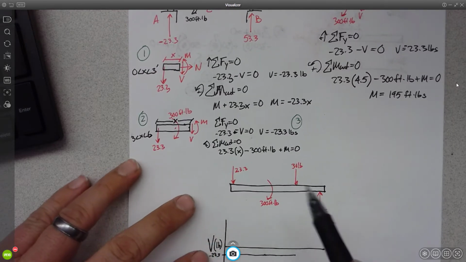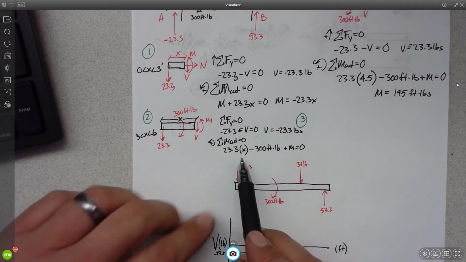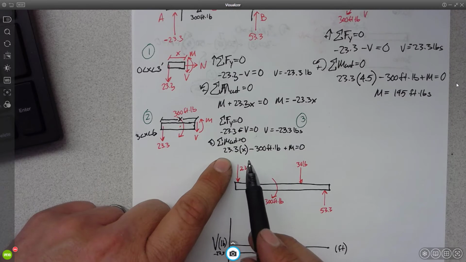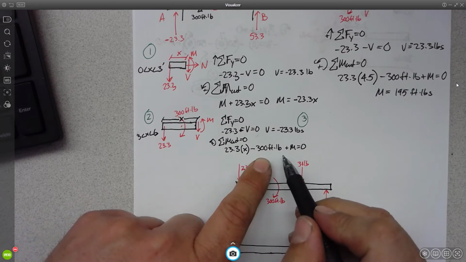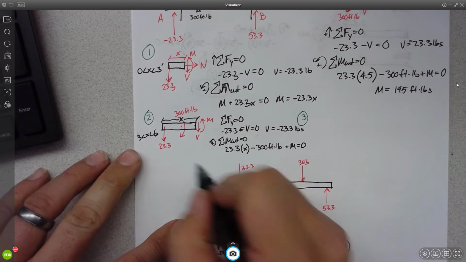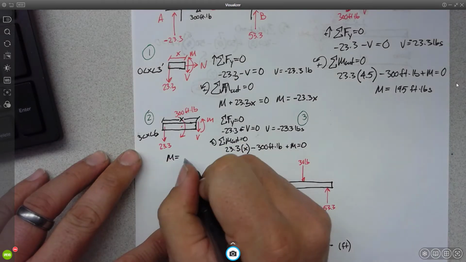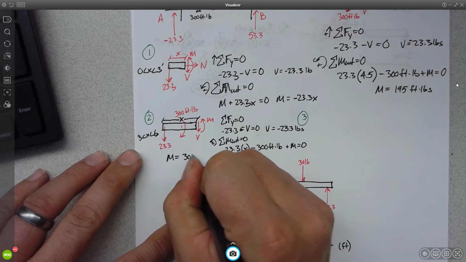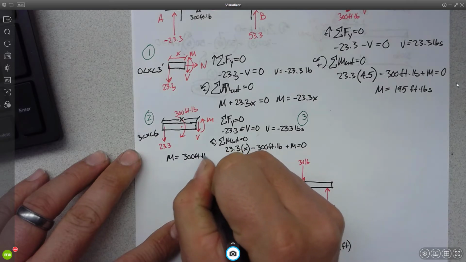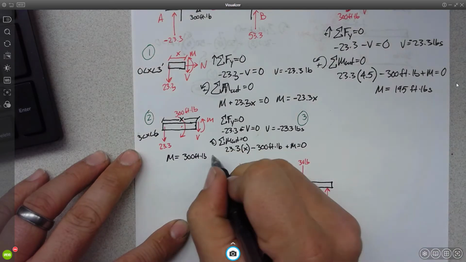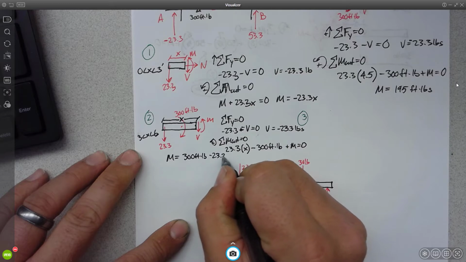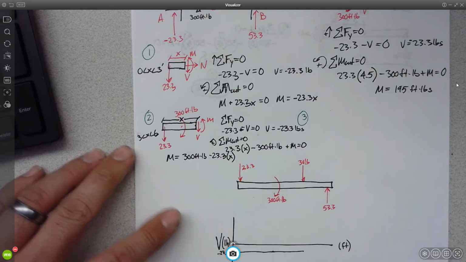All right? So let's go back to this. We found here that we have 23.3x minus 300 plus M equals 0. Or I can rewrite that the moment is equal to 300 foot-pounds minus 23.3 times x.